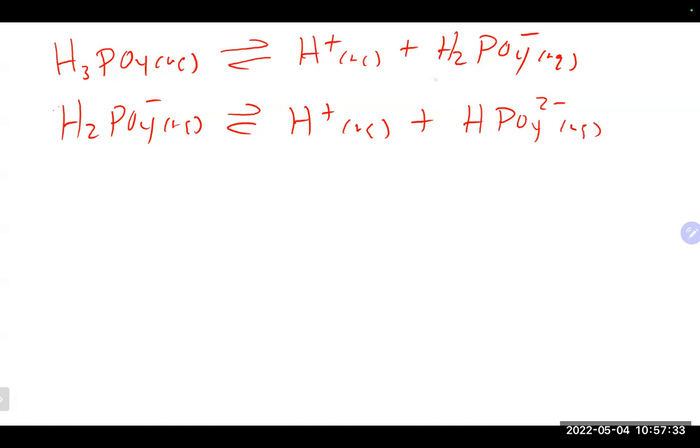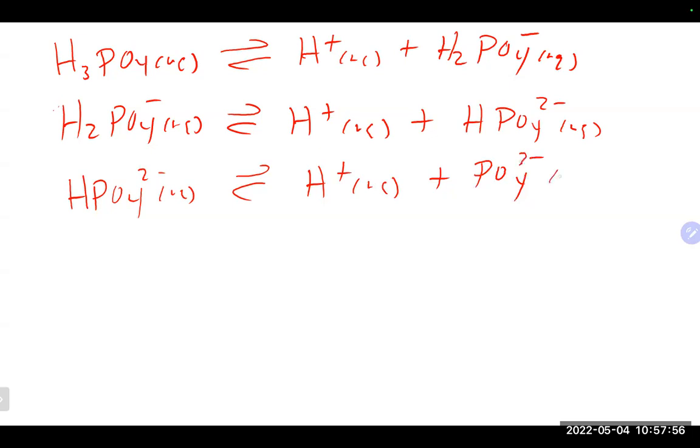Again, you can see that as I continue to lose my H plus, I am becoming more negative, right? Every time I lose one, I become one more negative. And the last step that happens is this guy here will lose the final H plus and make phosphate. So this is what is sometimes referred to as a stepwise dissociation of an acid, and it just basically means that they each come off one at a time.